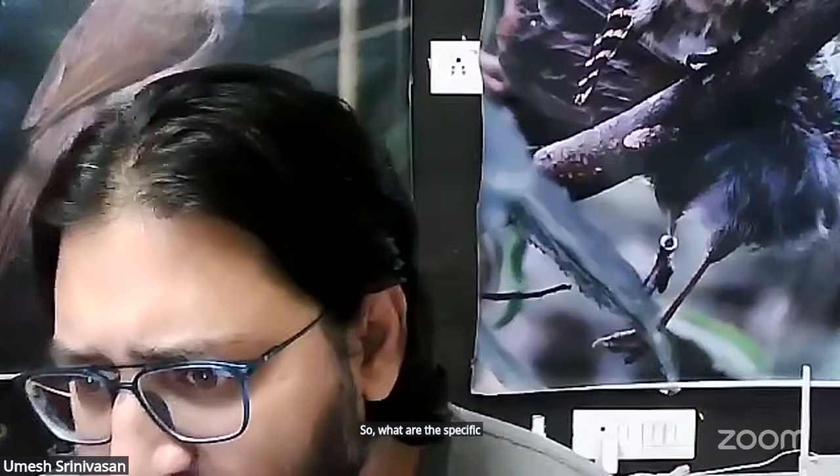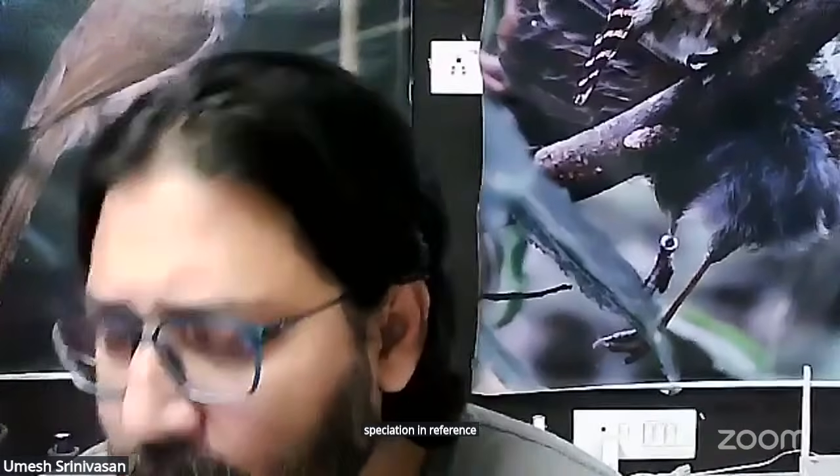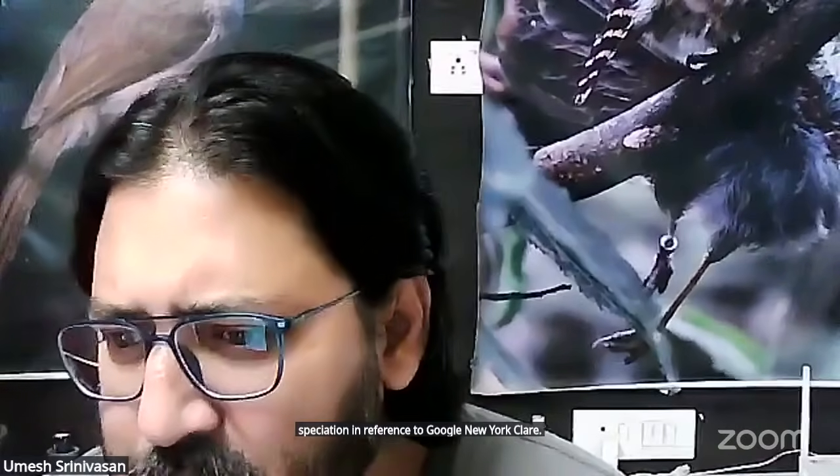So I think one more question. What are the specific adaptations for these two species in reference to Bougainville? What are the specific adaptations for these two specifically?